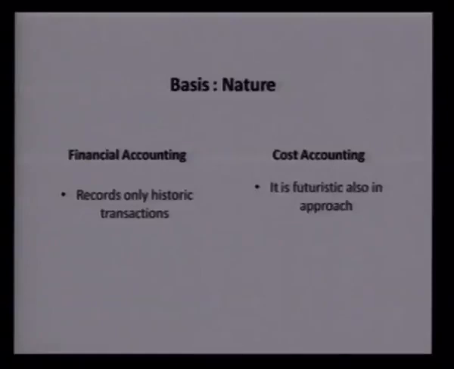Nature of data in financial accounting: we see financial accounting is basically a postmortem. Whenever any transaction takes place, afterwards accounting is done. So it is basically historical in nature, whereas cost accounting is dynamic. In cost accounting, we are not very rigid. Sometimes we divide cost among different departments, and sometimes we even take the previous year's percentage as a base for future estimation. So cost accounting may sometimes be futuristic in nature also, whereas financial accounting is purely historical in nature.